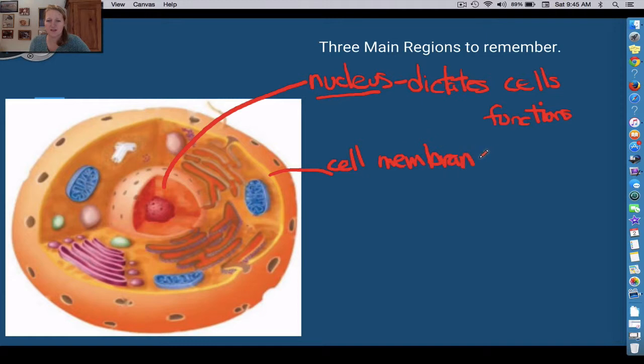The next thing is the cell membrane that I want you to remember. And that's just the outside of the cell. And the cell membrane, what I need you to know about that is it's mostly a really selective gate.